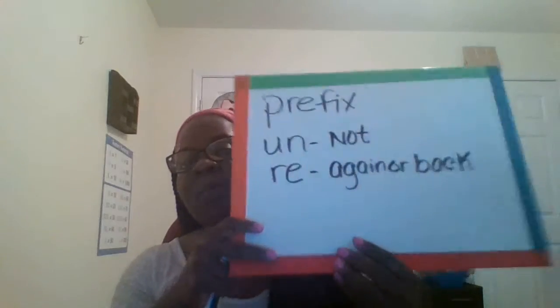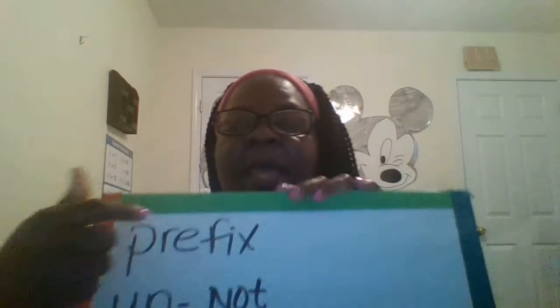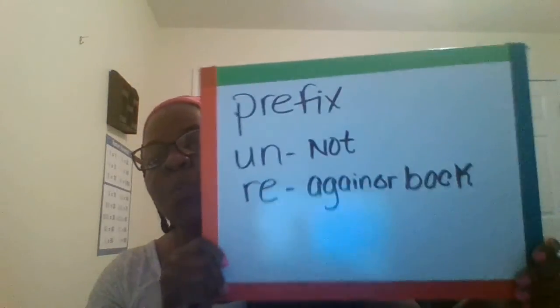All right, so on page 231, guys, up in the prefix, we have a paw print. In the paw print, it says when the prefix un comes before a root word, it means not. When the prefix re comes before a root word, it means again or back. Remember, we take a prefix and we add it at the beginning of a root word.